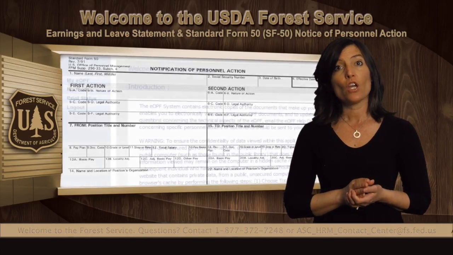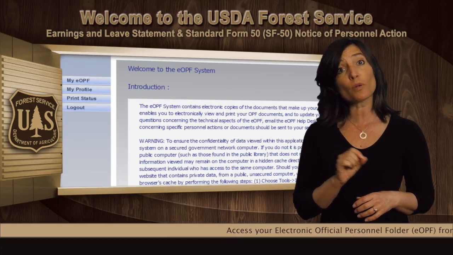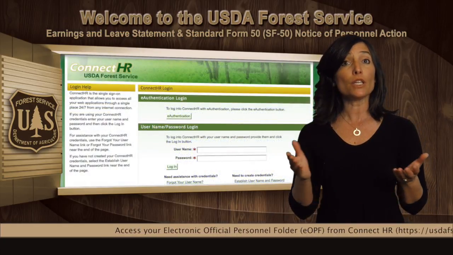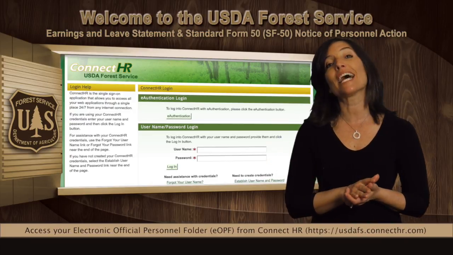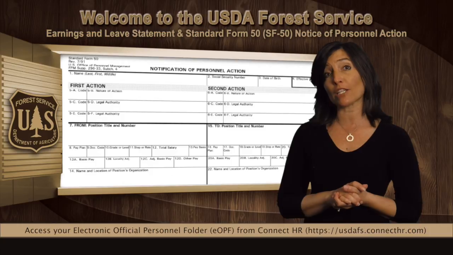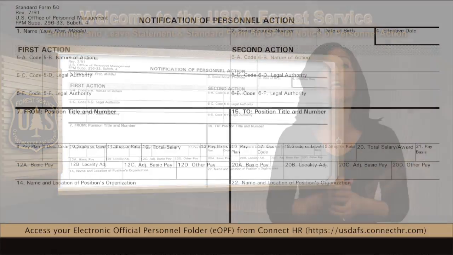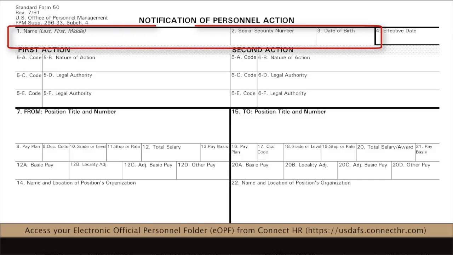Another very important piece of documentation you have to verify your federal service is the SF50, Notification of a Personnel Action. You can access this information by logging into your electronic official personnel folder, or EOPF, accessible from Connect HR. You should take the time to check your SF50 for accuracy and pay particular attention to the following items. Check your name, Social Security number, and date of birth for accuracy. These are items 1, 2, and 3 as shown here.